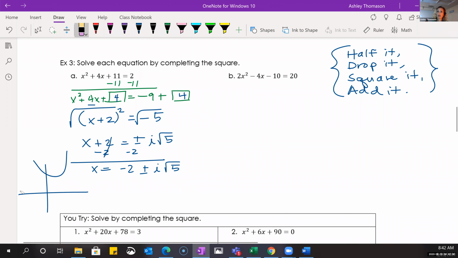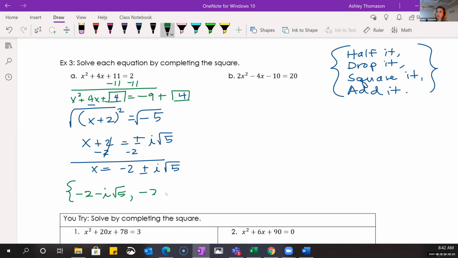Okay? And again, you could check your answer by plugging it back in, although it's quite tedious to. So if you were writing this as 2 separate solutions, it would be -2 minus i radical 5 and -2 plus i radical 5. So let's just remind you of that. Okay? Any questions about that?